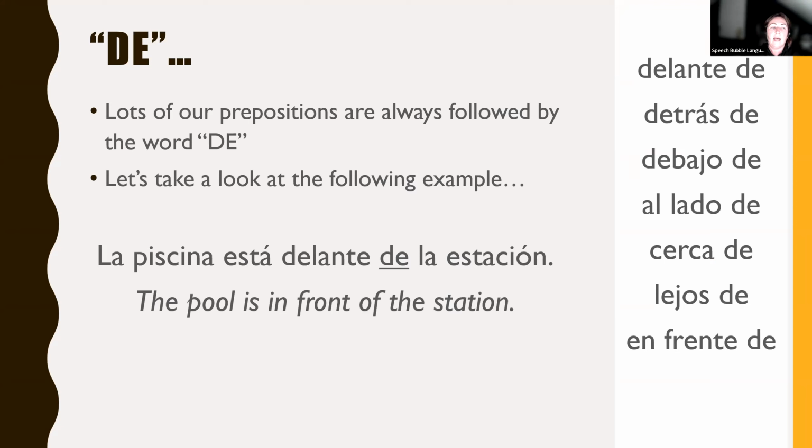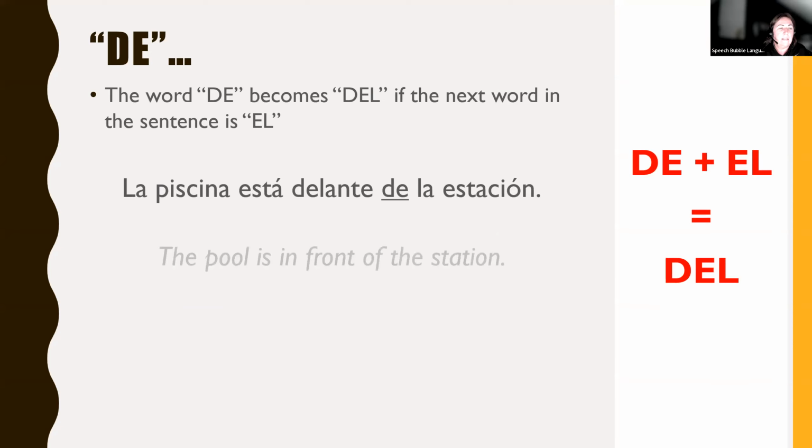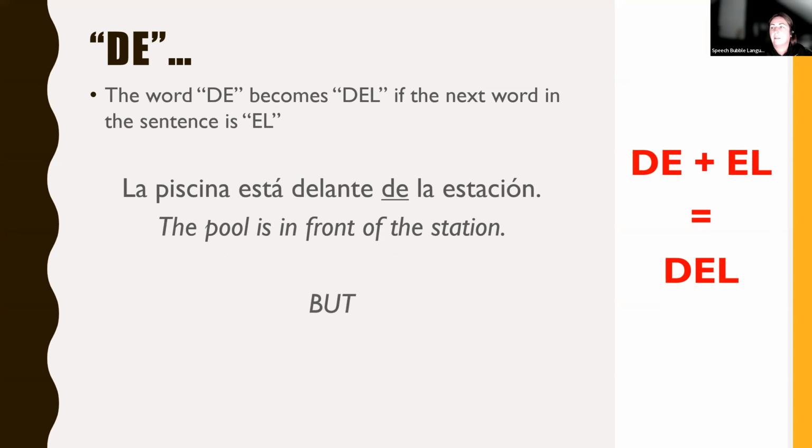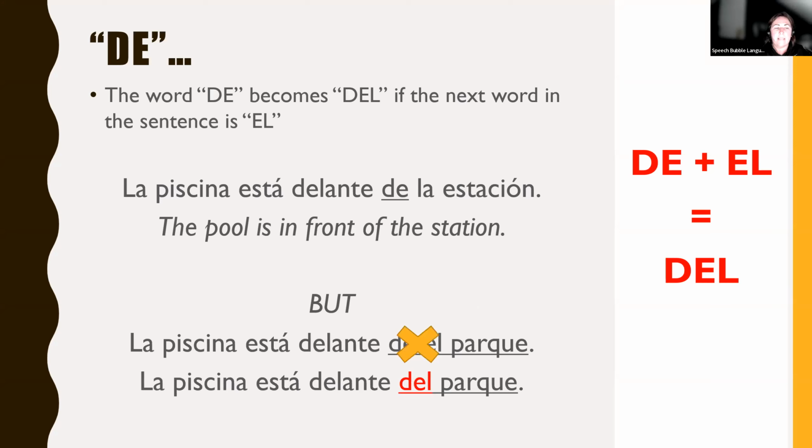Now, where we have de, and then we have an el. So if we go back to that one, it was de la estación. If it was el rather than la, then the de and the el become del. So I'm going to just give you a couple of examples. You have la piscina está delante de la estación. However, if you have la piscina está delante de el parque, that is removed by the de el and it becomes del. Okay, the pool, where is it now?